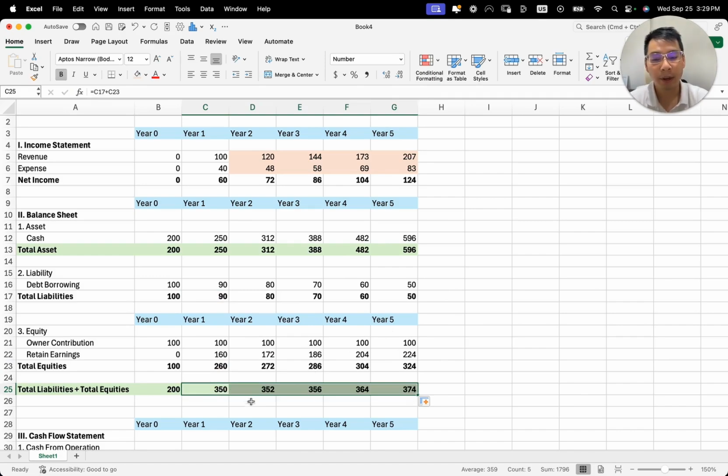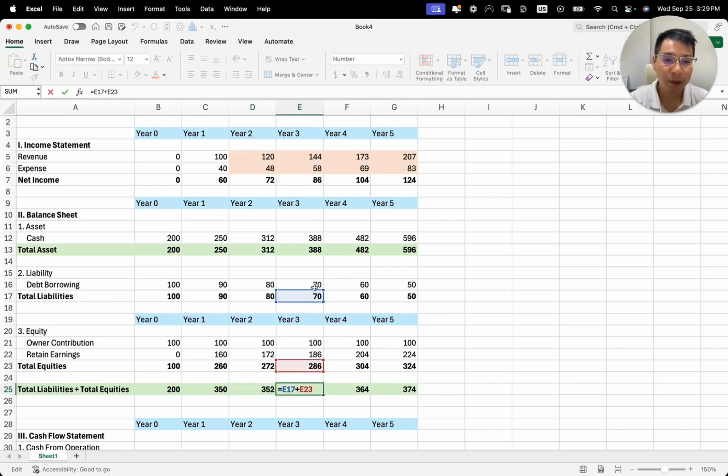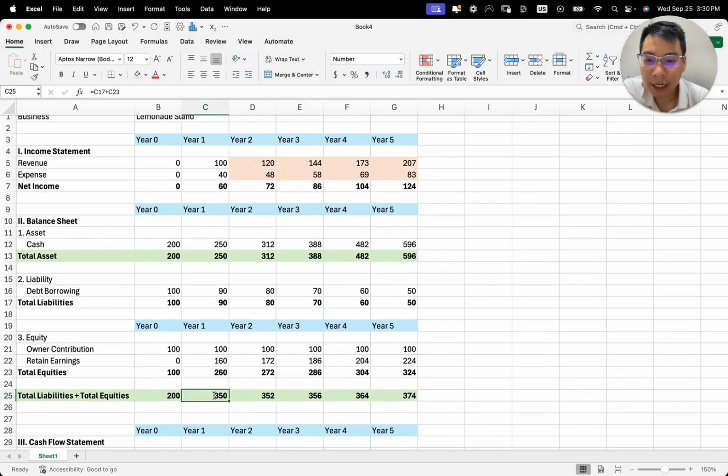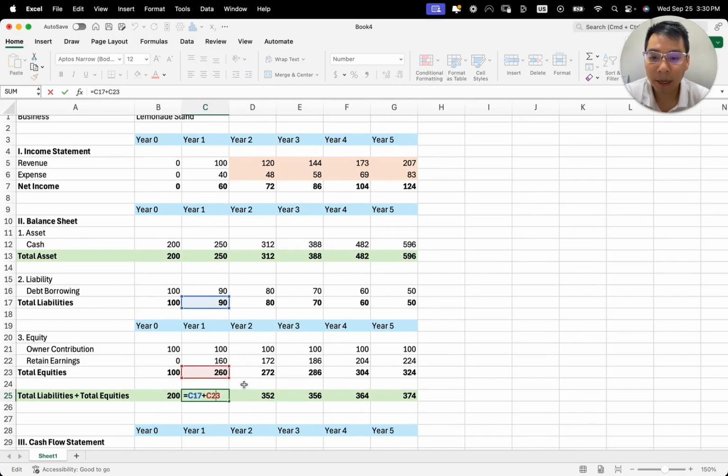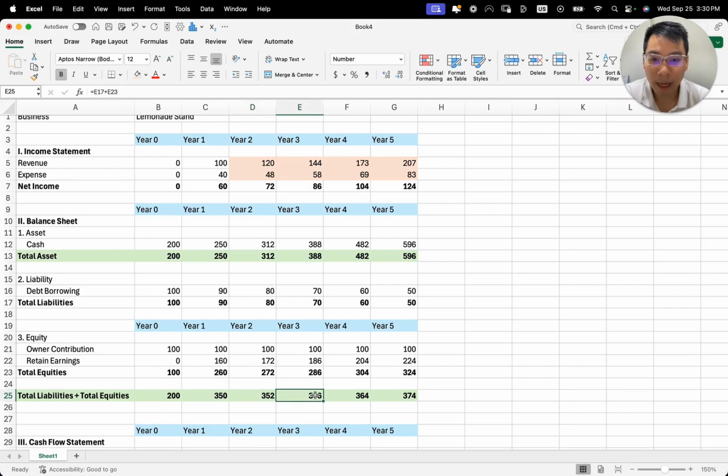So if I drag it out, you can see that right now it's not equal, and it happens all the time. Your assumptions, your business forecasting will not always equal. So you have to go back and do a little bit of checking. If I'm checking my retained earnings, I can see it's the difference. It's the sum of total liability and equity. I'm a little bit short in terms of my liabilities and equities compared to total asset.